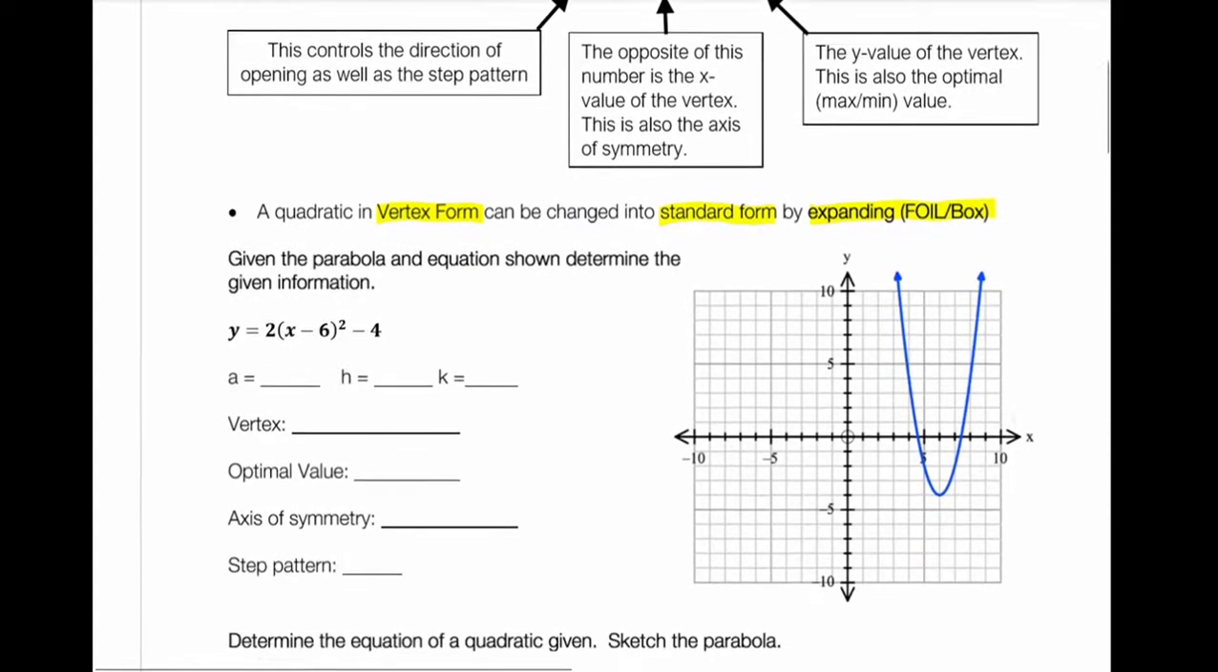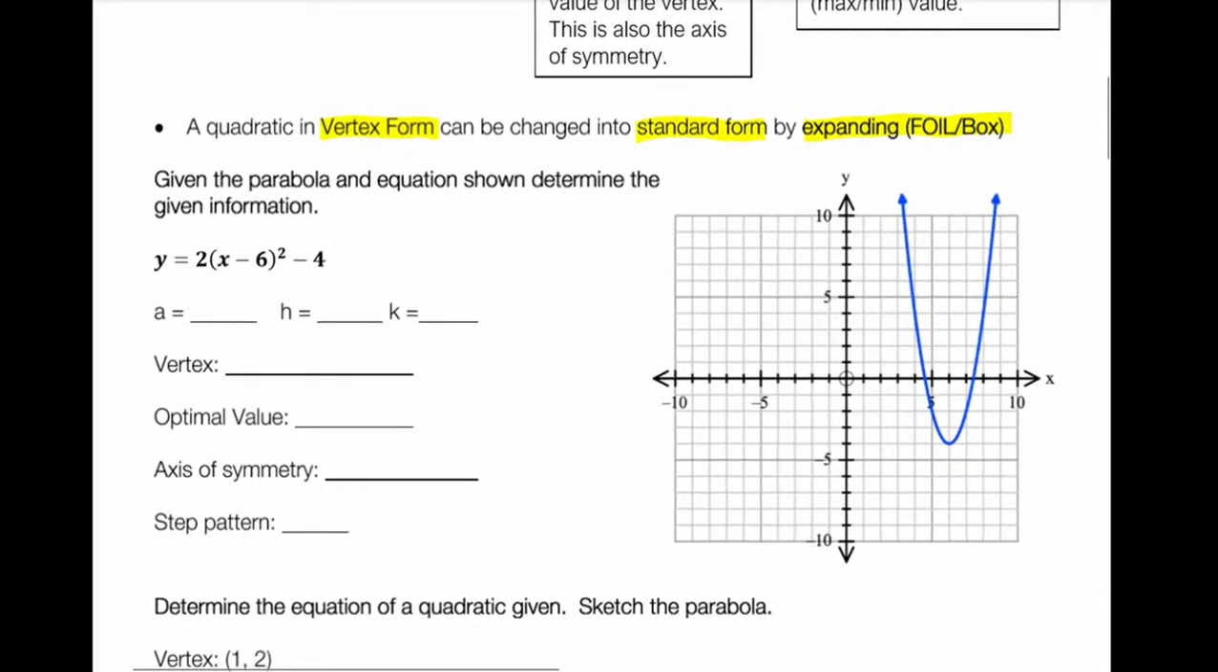So we're just going to review vertex form right now, and just looking at the first question, given the parabola and equation below, determine the given information. Right, so we see the equation, we see the parabola, they are the same ones, just two different representations of it. We want to know the vertex, the optimal value, the axis of symmetry, and the step pattern. So from the equation, the a value we can see is 2, h is positive 6, or the opposite of what we see here, and k is minus 4. We can see on our graph our vertex is right there, and our vertex has the point (6, negative 4).